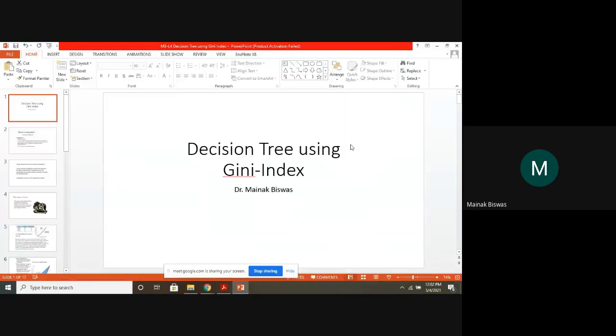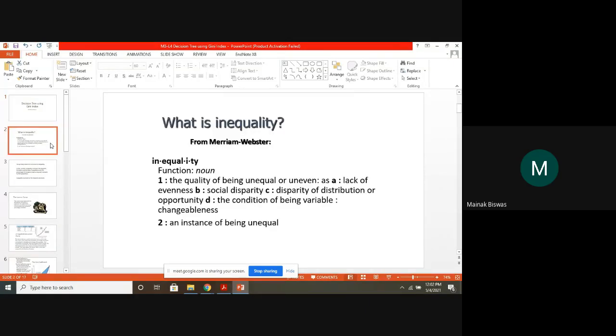So the decision tree using Gini index is basically related to the concept of inequality. Now, what do you mean by inequality? As per the Oxford dictionary, it is the quality of being unequal or uneven, or an instance of being unequal.